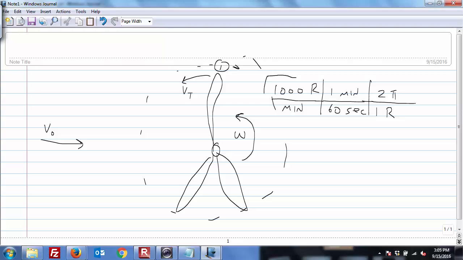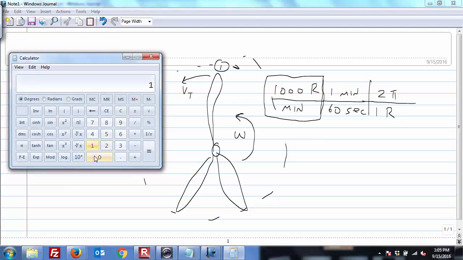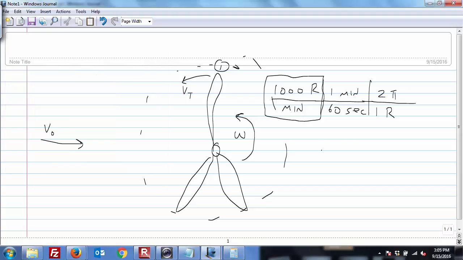So 1,000 RPMs, we'll just run that through the calculator. 1,000 times 2 times pi divided by 60 equals 104. So it's about a 10-to-1 ratio. You can see because I've got 2 pi in the numerator, I've got 60 in the denominator. That just comes out to be 104 radians per second. So 104 hertz.